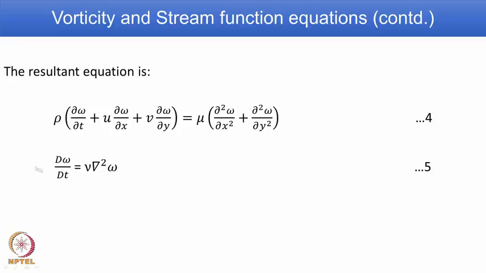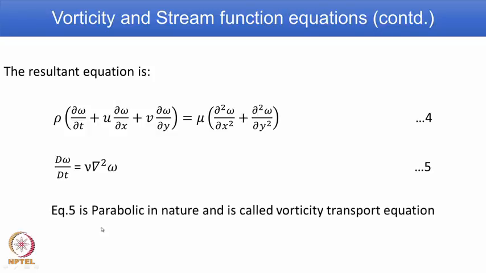So if I express it in terms of the total derivative D/Dt of omega, representing all the 3 terms here on the left hand side, then the right hand side is mu into del squared omega. So this equation 5 is parabolic in nature. We are going to talk about equation nature next week, so we will come to know what parabolic means. Right now we just accept this is parabolic, and that equation 5 is what is known as the vorticity transport equation.